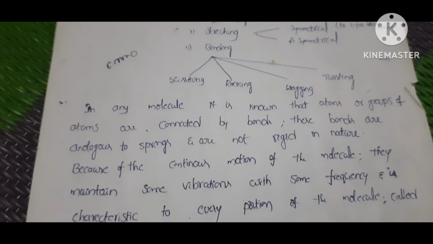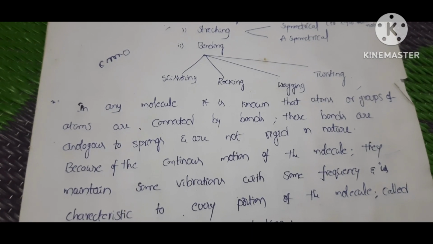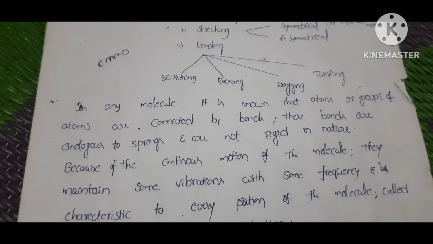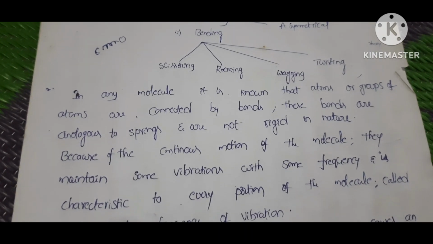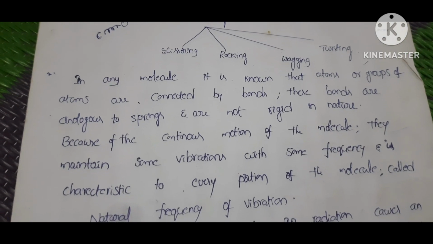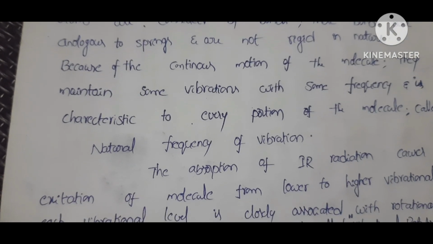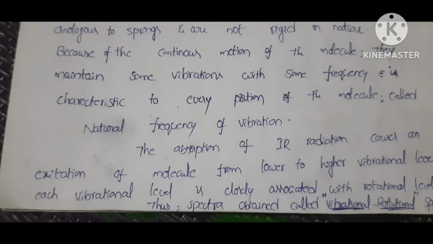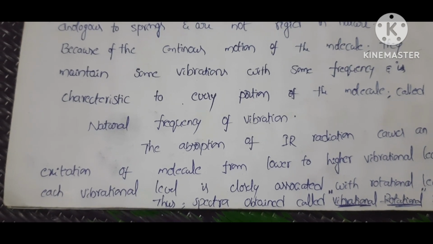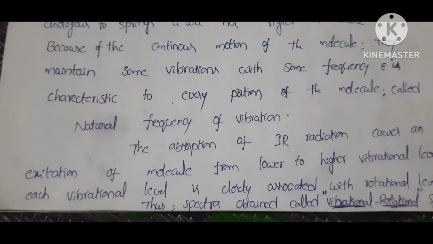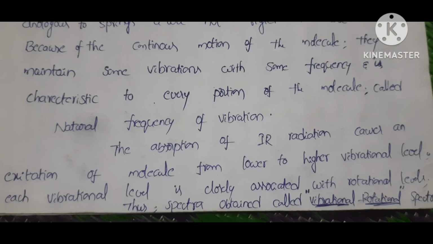Coming to this principle, in any molecule the atoms or groups are connected with bonds, and these bonds are analogous to springs that are not rigid in nature because of the continuous motion of the molecule. They maintain some vibrations with some frequency that is characteristic to every portion of the molecule, called the natural frequency of vibrations. The absorption of IR radiation causes an excitation of the molecule from the lower to higher vibrational level. Each vibrational level is closely associated with the rotational level. Thus, the obtained spectra is called the vibrational rotational spectra.